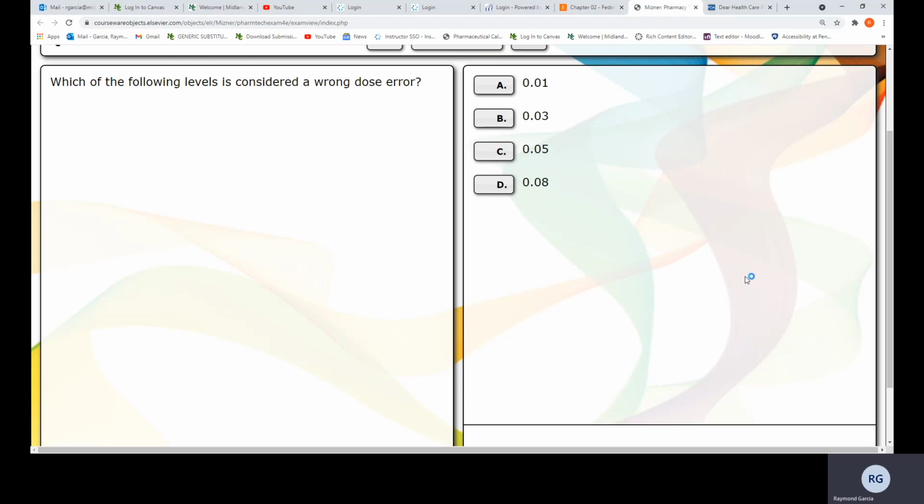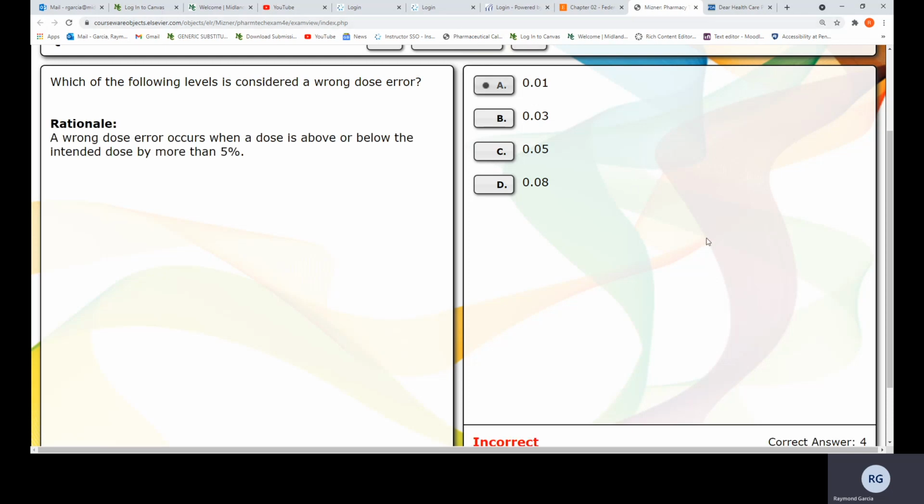Anybody got a guess? A? Let's go with A. Wrong dose error occurs when a dose is above or below the intended dose by more than 5%. See?